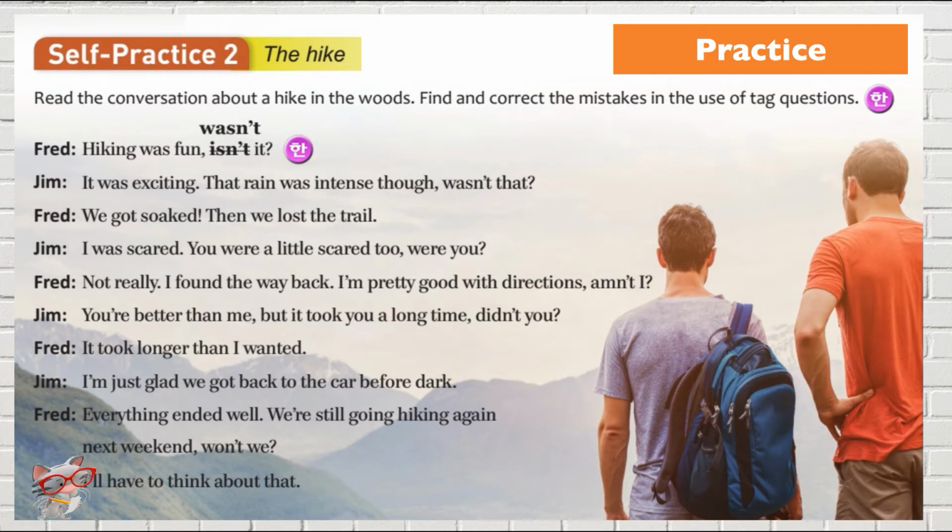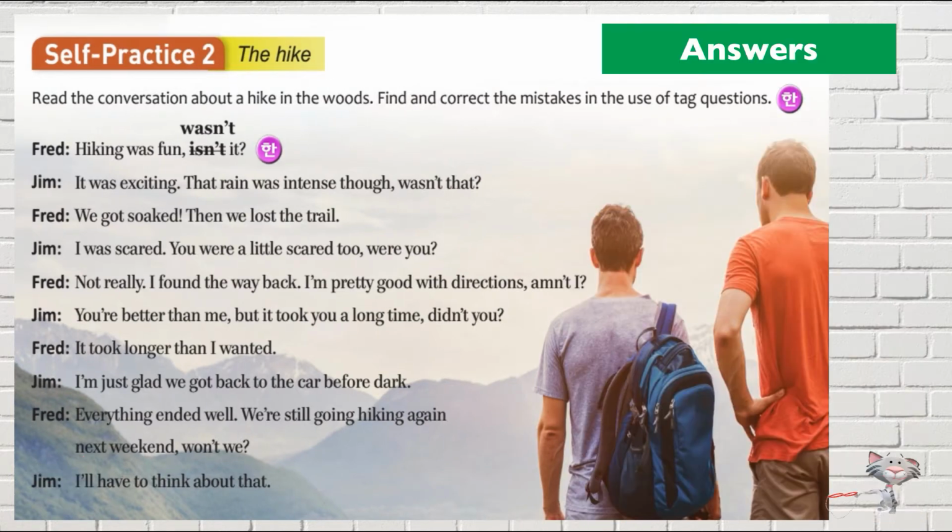So here, practice. You read the conversation about a hike in the woods. Find and correct the mistakes in the use of tag questions. So here, hiking was fun, isn't it? No, as Yoonghee did before, wasn't it? Because it is past tense. Yes. All right. So take a look at the conversation. So Yoonghee and I are going to read through, and as we read through, we will correct it. So we're going to give the answers now. I will read Fred, and Yoonghee, if you read Jim, and just give the correct answer when it comes up.